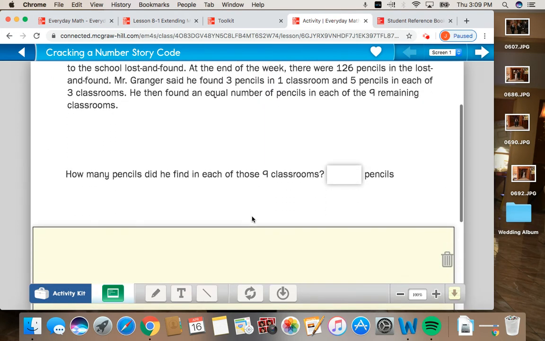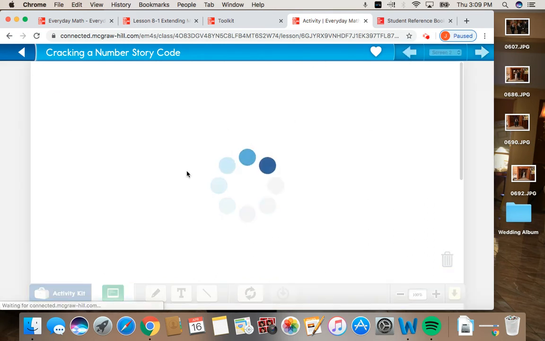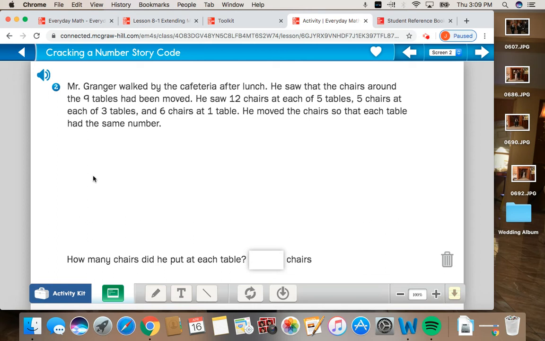So I'm going to skip to number 2 just to show you what I'm talking about. All right, let's take a look at this problem. Mr. Granger walked by the cafeteria after lunch. He saw that the chairs around the 9 tables have been moved. So that already gave me some really important information. I know that there's 9 tables.